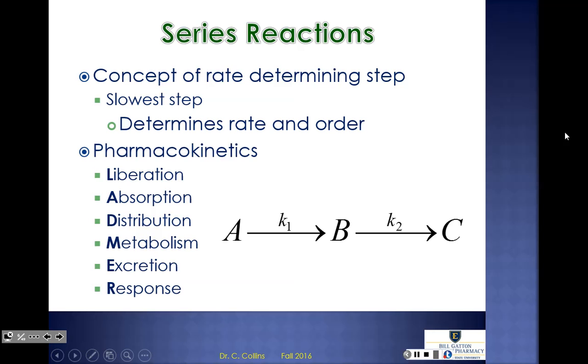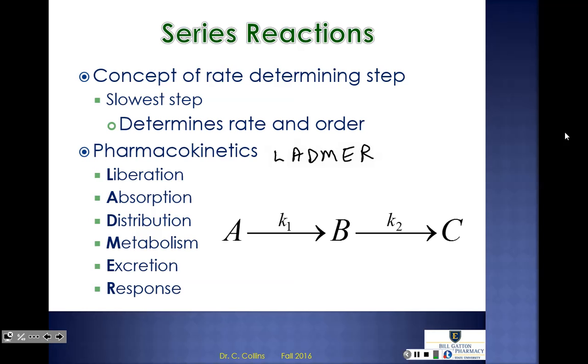Pharmacokinetically, you can look at pharmacokinetics in these 6 arenas. LADMER. And in many of these instances, I have written down which potential areas in pharmacokinetics can be described by these types of reactions. Liberation is it getting out of the dosage form. So it's got to go into solution before it can be absorbed. Absorption step, which may or may not be present. Distribution, where does it go?